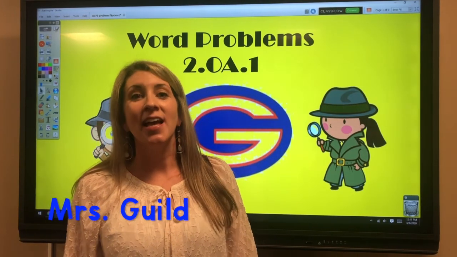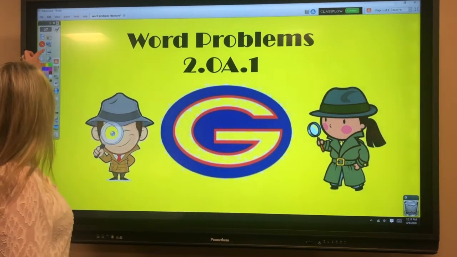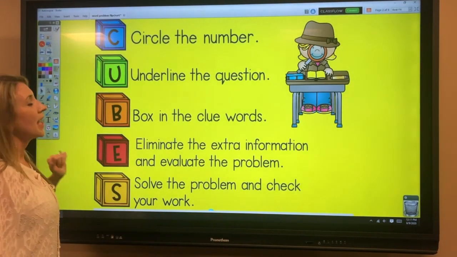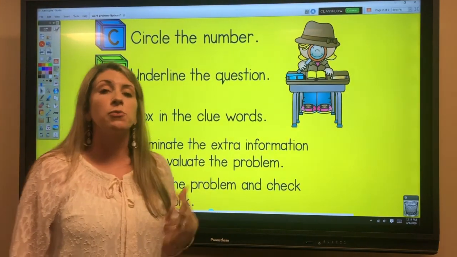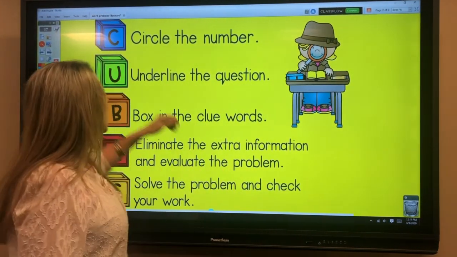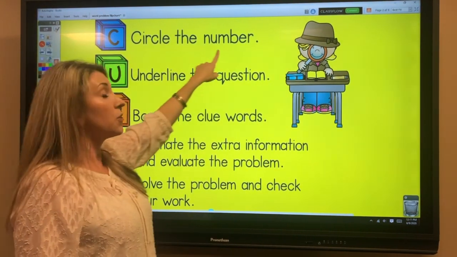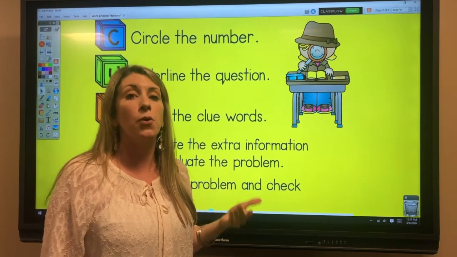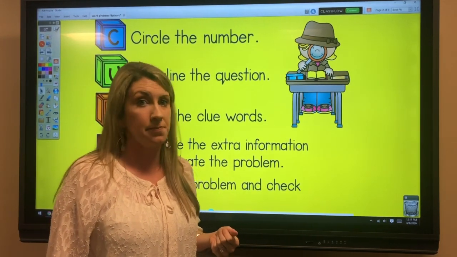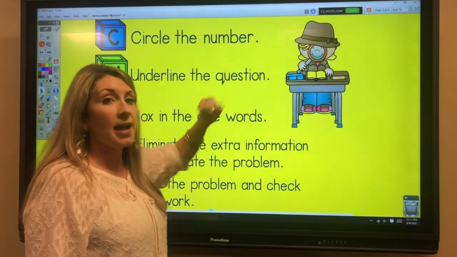It's Miss Gallard here. Today we're going to talk about word problems. Now the method that we use whenever we're solving word problems is the cubes method. In the cubes method, the C stands for circle the number or important numbers that are in the problem. U stands for underline the question.